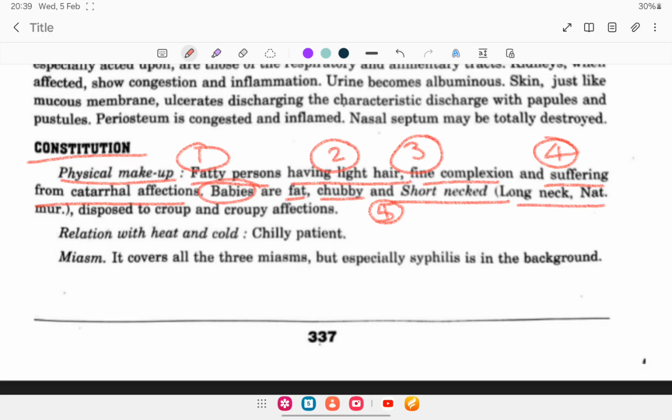Not a long, emaciated neck; we have read that in Natrum mur. Disposed to croup and croupy affections. Thermal reaction: the patient is chilly. Miasm covers all three miasms, but syphilitic is predominant. Ulcers and discharges come under the syphilitic miasm.